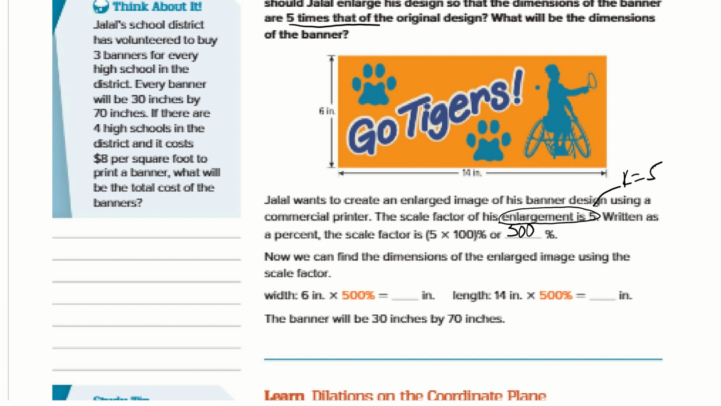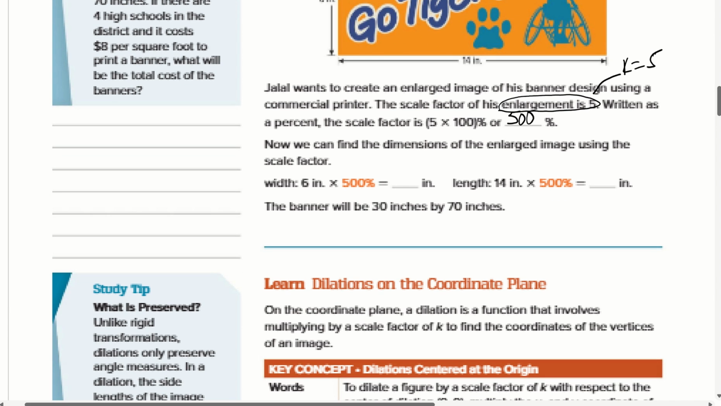So now we can find the dimensions of the enlarged image using the scale factor. So 6 times 500%, that's just 6 times 5, guys. So 6 times 5 for this example, which is equal to 30 inches. And then 14 times 5, which should be 70, yeah, 70 inches. Okay, so the banner must be 30 inches by 70 inches.